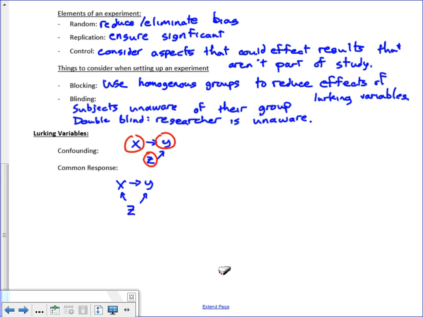A good example here: more people are swimming and more people are eating ice cream. So does that mean swimming leads to ice cream consumption? Well, no. There could be this lurking variable, and in this case, it's common response of the temperature. When it's warmer outside, more people swim, more people eat ice cream.